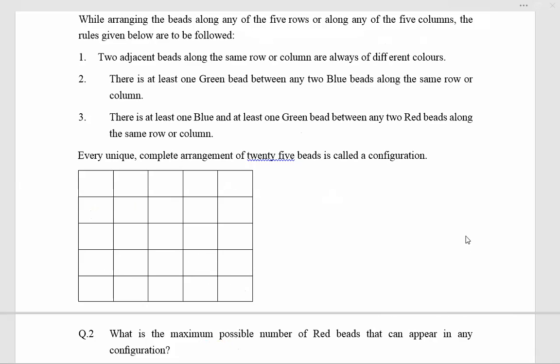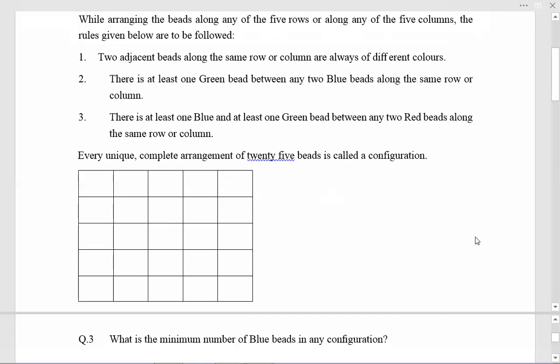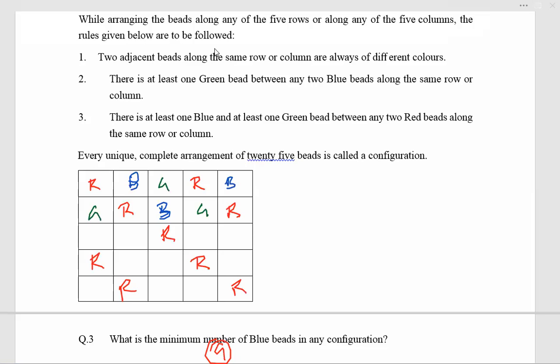Next. Next one is problem number 3. What is the minimum number of blue beads in any configuration? Minimum blue. So actually I should have the rows like this and I need to minimize blue. So I want as many greens as possible. So what would I do? I will use a green here also. Green here also. This has to be blue. This has to be blue. Another blue, I want to minimize, right? Both cannot be green. This has to be blue. So two blues, so total four blues.